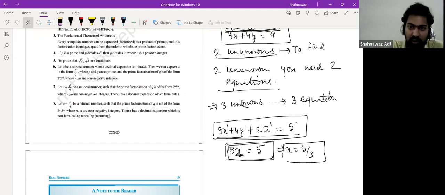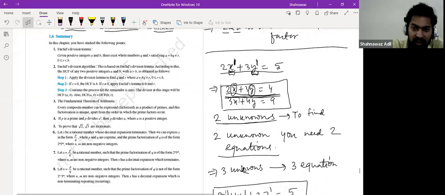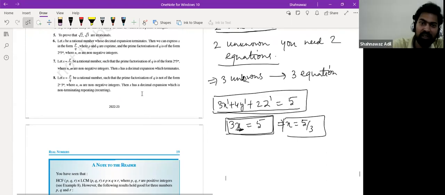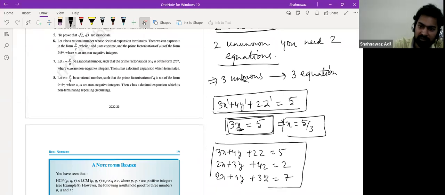And to solve two unknowns, you will need two equations. Similarly, to solve three unknowns, you will need three equations. Just like they will give 3x plus 4y plus 2z equals 5, and then they will give 2x plus 3y plus, let's say, 4z equals 2, and then the third equation 2x plus 9y plus 3z equals some 7. So you will need three equations, right?